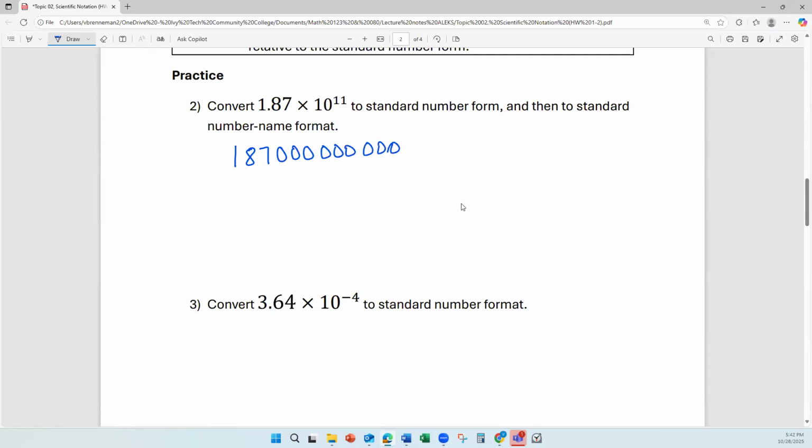And I can put in my commas then. So my decimal point has moved 11 places. This is 187 billion. Thousand, million, billion there. So that would be the number name format.